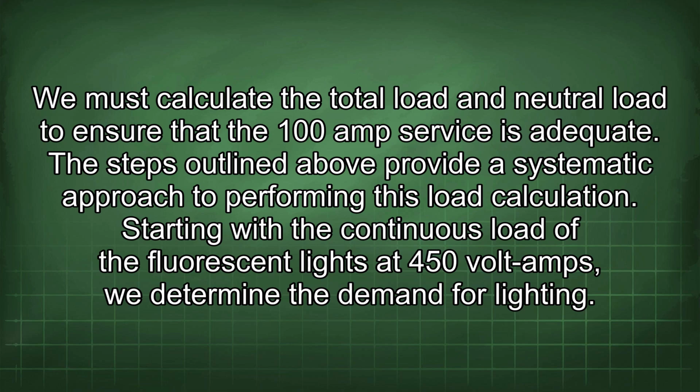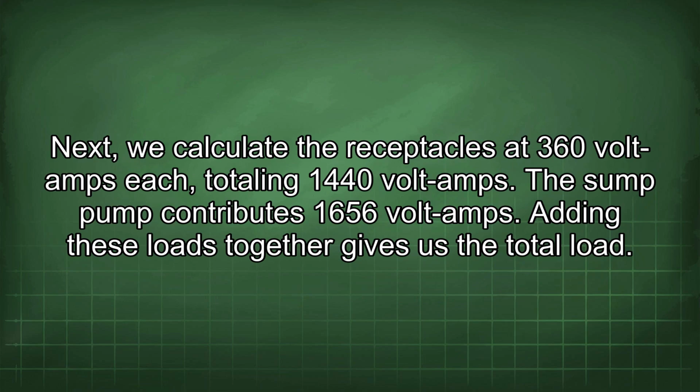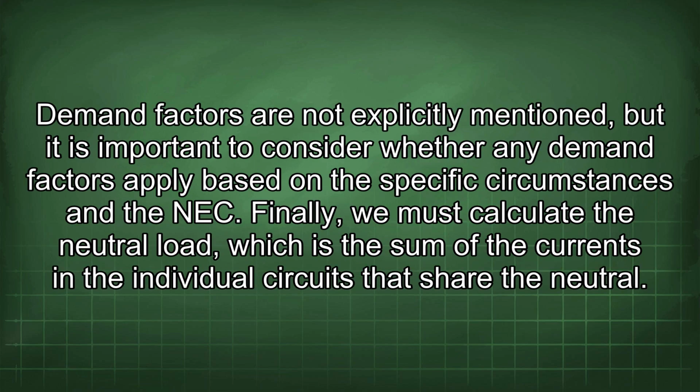Starting with the continuous load of the fluorescent lights at 450 volt-amps, we determine the demand for lighting. Next, we calculate the receptacles at 360 volt-amps each, totaling 1440 volt-amps. The sump pump contributes 1656 volt-amps. Adding these loads together gives us the total load. Demand factors are not explicitly mentioned, but it is important to consider whether any demand factors apply based on the specific circumstances and the NEC.